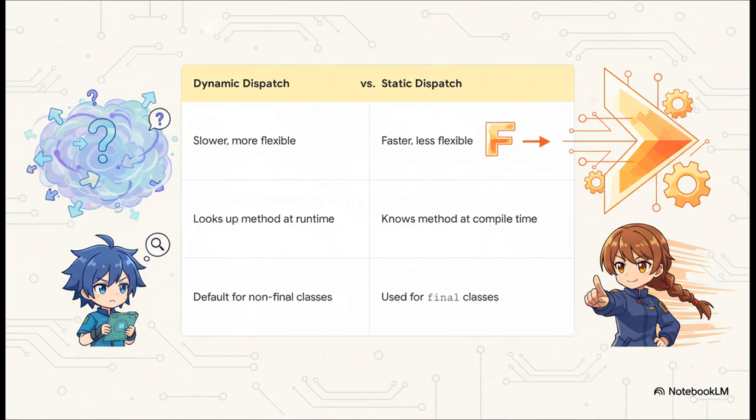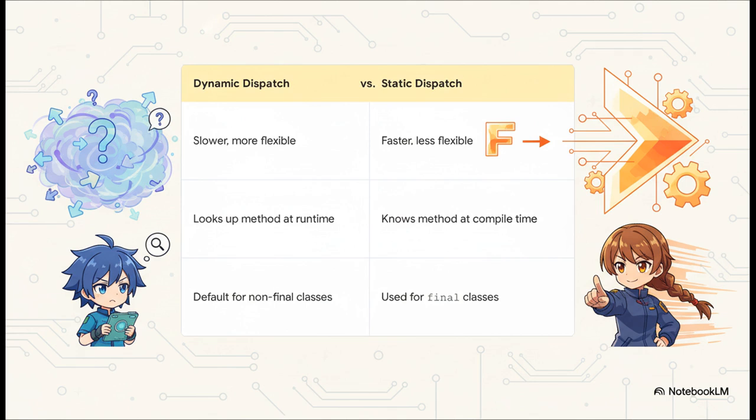All right, let's get into that performance boost because this is pretty cool. By default, Swift uses something called dynamic dispatch for methods in a class. Basically, that means when you call a method, the program has to stop and do a quick table lookup while it's running to figure out which version of the method it should actually execute. It's flexible, which is great, but that lookup takes a tiny bit of time. It adds a little overhead.